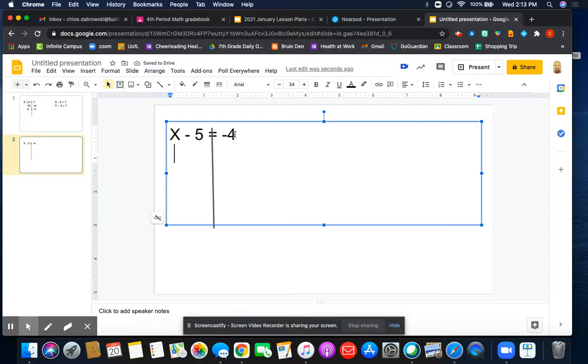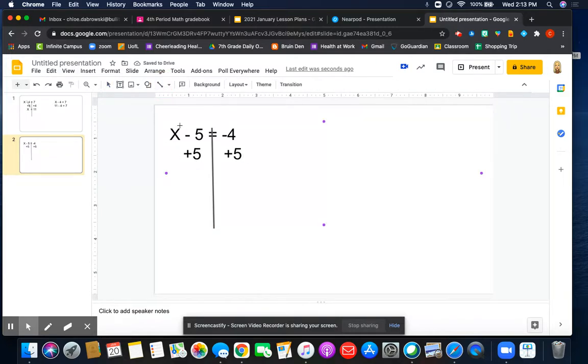This is COVID time. We want to social distance that x. So this is a subtraction of 5, so I want to do the opposite operation. I'm going to add 5. Whatever I do to the left side, I have to do to my right side as well. So on the left, these additive inverses will cancel each other out. Make that a little bit thicker so y'all can see.